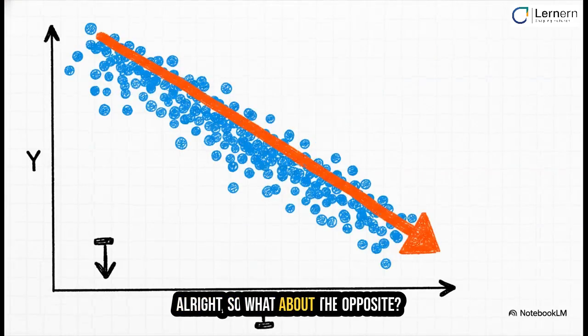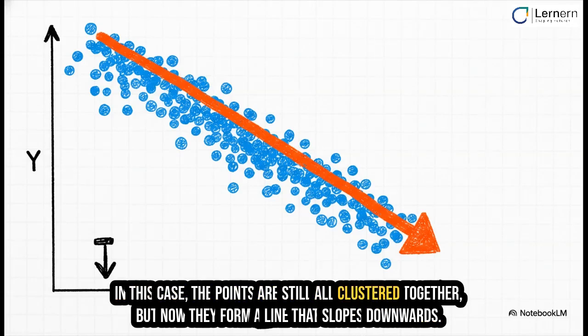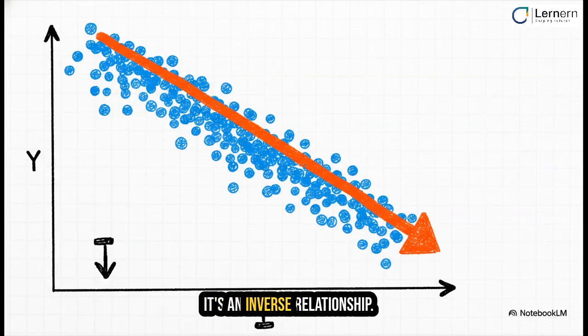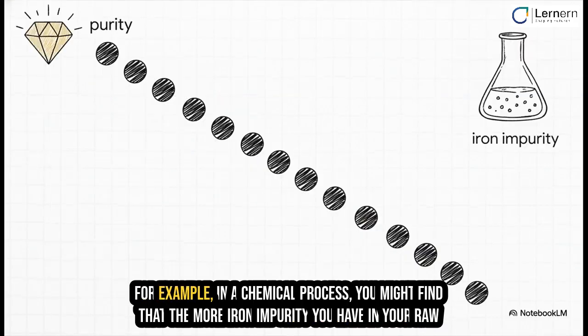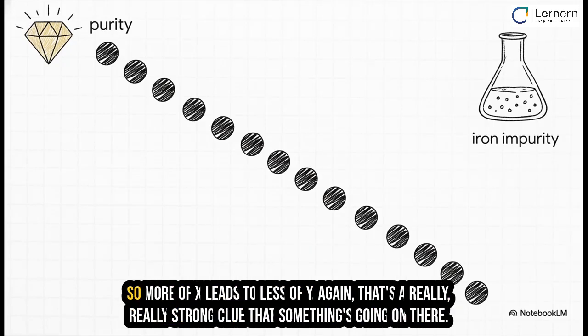All right, so what about the opposite? Well, that's called a strong negative correlation. In this case, the points are still all clustered together, but now they form a line that slopes downwards. So as your cause, x, goes up, the effect, y, consistently goes down. It's an inverse relationship. For example, in a chemical process, you might find that the more iron impurity you have in your raw materials, the lower the purity of your final product. So, more of X leads to less of Y. Again, that's a really, really strong clue that something's going on there.